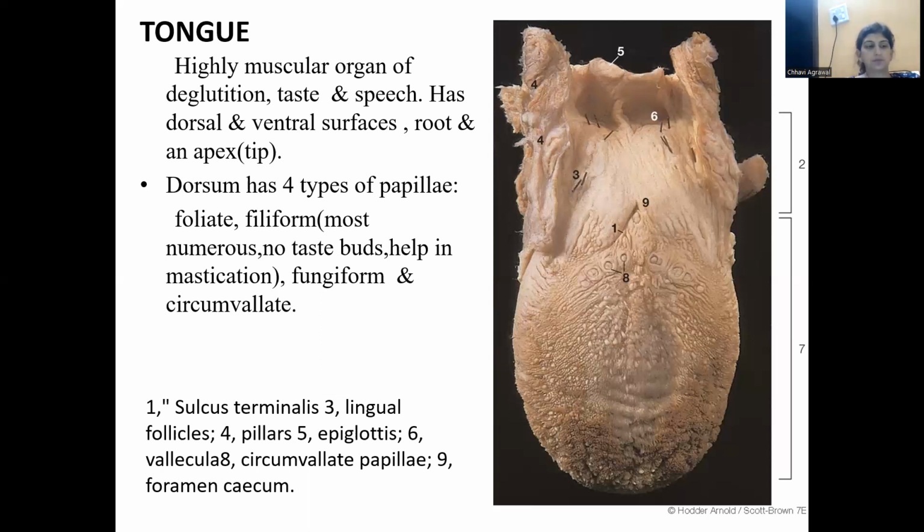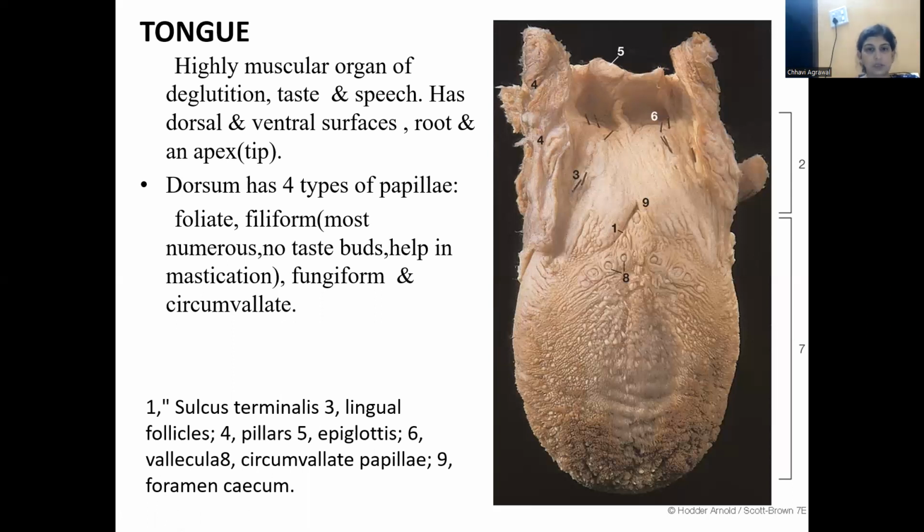The dorsum is subdivided by a V-shaped groove that is also called as the sulcus terminalis. This is the sulcus terminalis. This divides it into the anterior 2/3 part and the posterior 1/3 part, also called as the base of tongue.